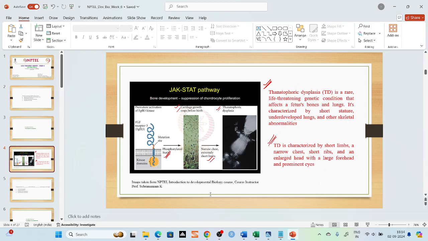Here, what is happening in this case is the JAK-STAT pathway, which has this FGFR3 kinase domain.